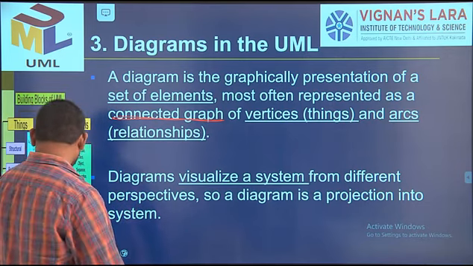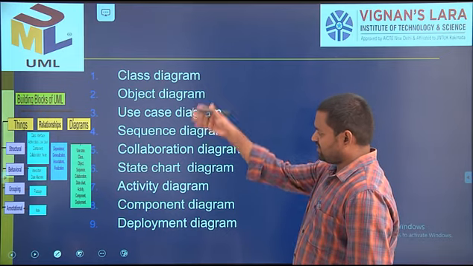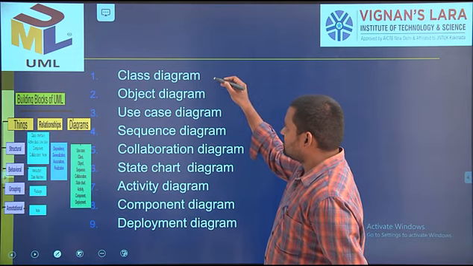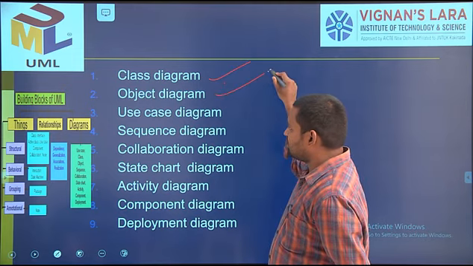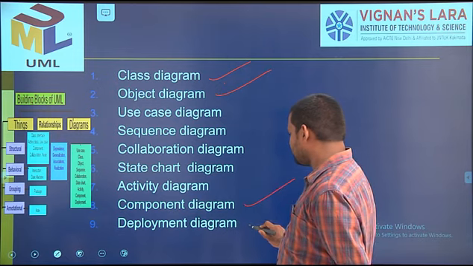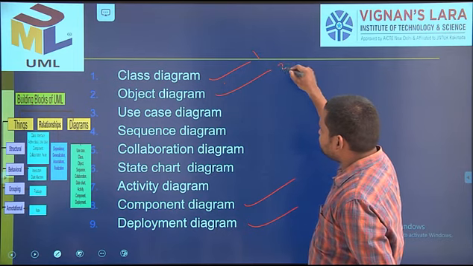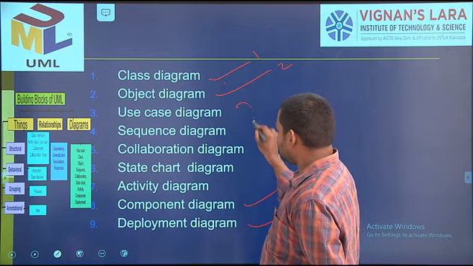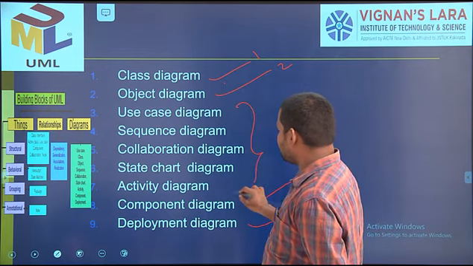So see here, UML provides nine kinds of diagrams. Among these nine kinds of diagrams, the class diagram, object diagram, component diagram, and deployment diagram, these four diagrams belong to the static diagrams. All the remaining diagrams belong to the behavioral diagrams, the dynamic diagrams. Static diagrams are four; the remaining five are the use case, sequence, collaboration, state chart, and activity diagrams, the behavioral, dynamic diagrams.